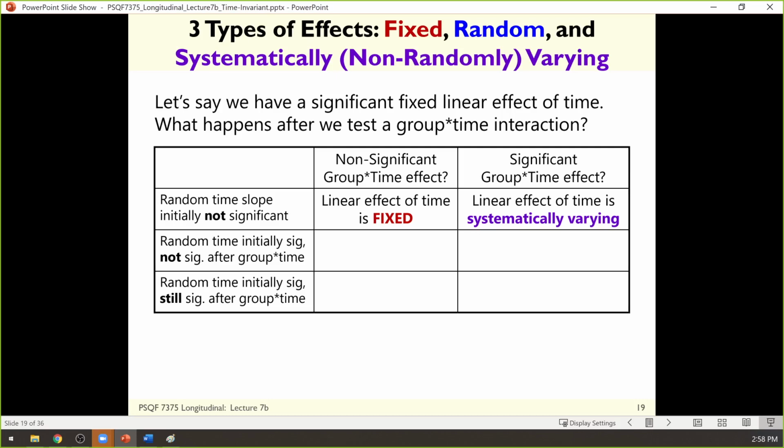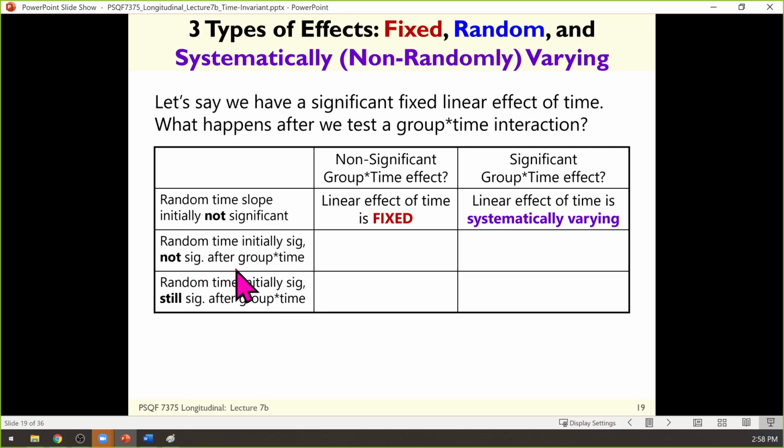It's like Goldilocks and the Three Bears. This bed is too hard, this bed is too soft, this bed is just right. So it's not that people would need their own individual time slopes, it's that the control group changes differently on average than the intervention group does. 2 slopes instead of 1, but not 30 or whatever number of participants you have. That to me seems like a reasonable thing to do.